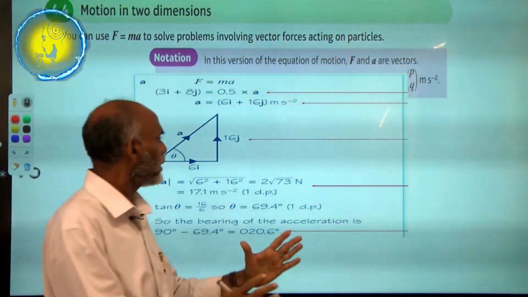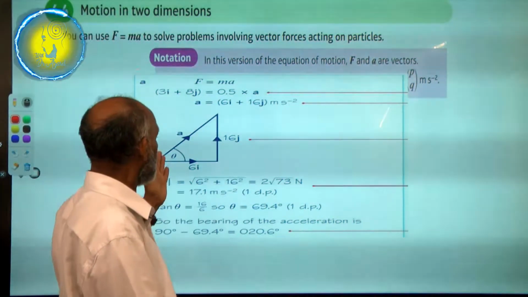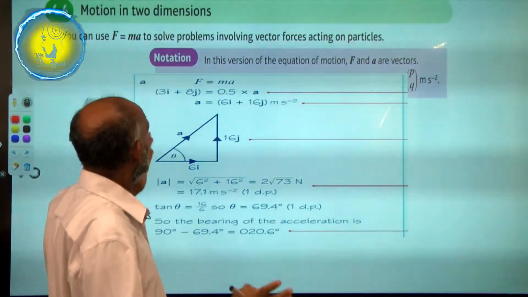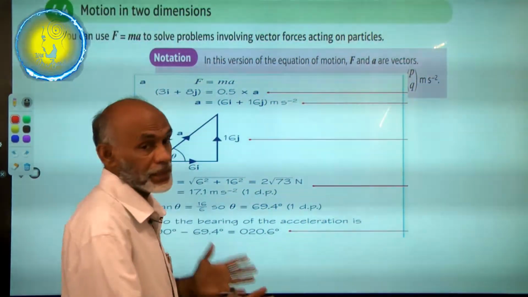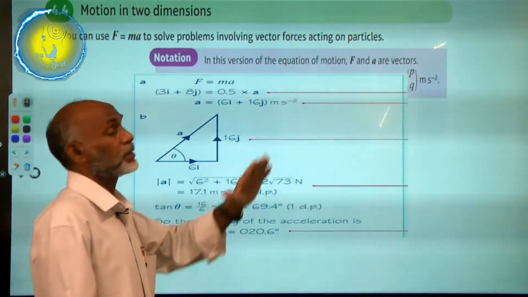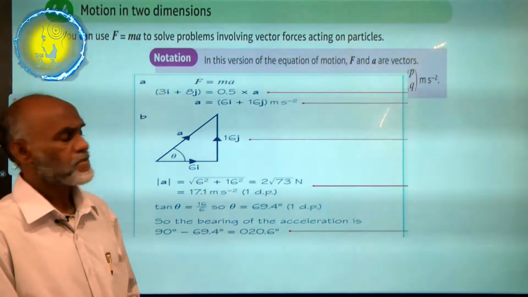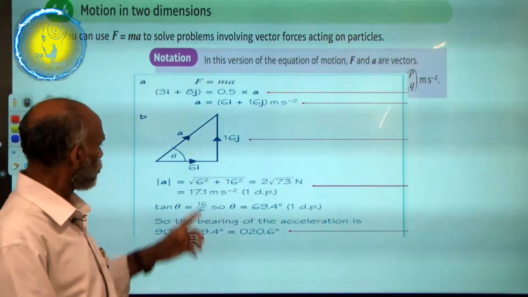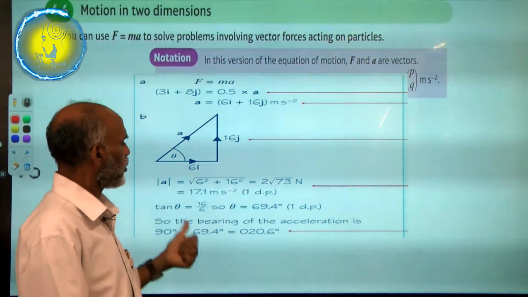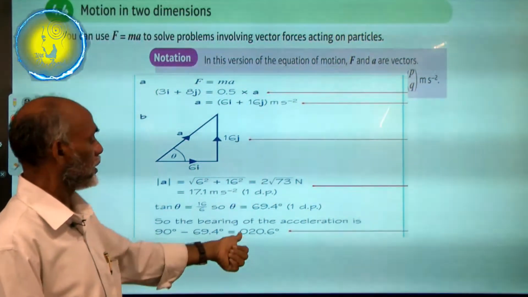The major advantage of this is that we can find the direction of the acceleration. Even for the force or the constant acceleration, we are able to find in which direction the motion is happening. That can also be calculated with tan theta equals 16 upon 6, and then you can calculate the bearing.